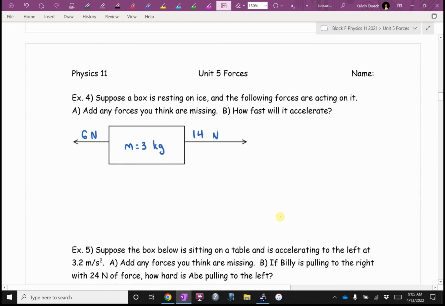Example 4, I like example 4. Example 4 is a little too easy. Suppose the box is resting on ice and the following forces are acting on it. It looks like we have a 6 Newton force to the left and a 14 Newton force to the right. A says add any forces you think are missing. Okay, this is a job for a free body diagram. Although, did they give me a picture of the box? I'm going to be a bit lazy. Instead of doing a completely separate free body diagram, I'm just going to label the box. What are the forces acting on it? Get the obvious one.